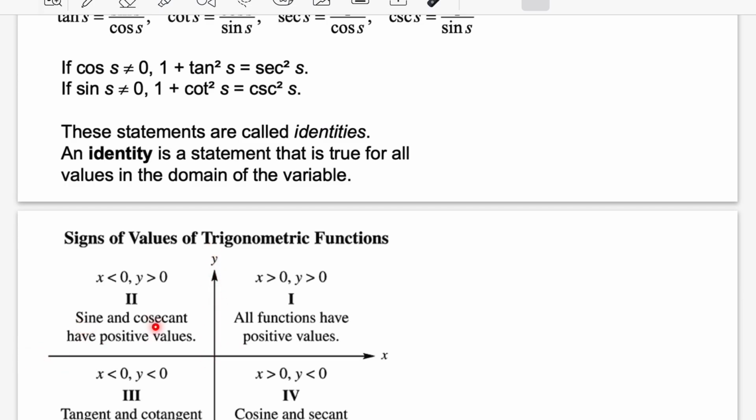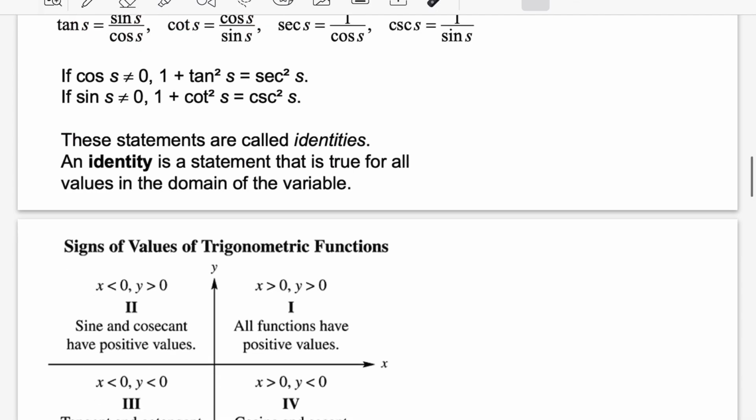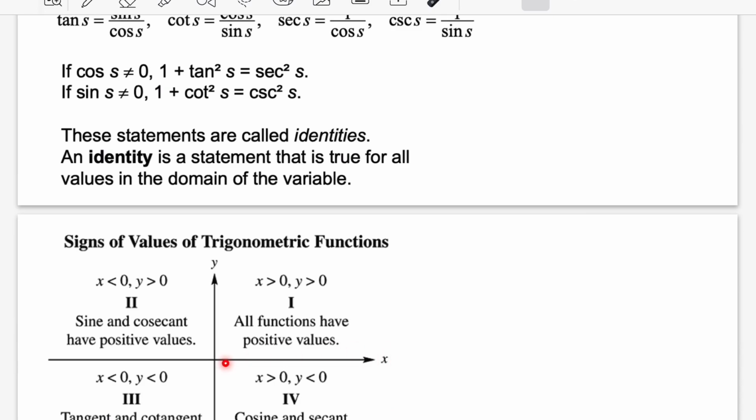So this tells us our sine and cosecant functions are going to be positive, but for example, cosine will be negative since all of our x values are negative. In quadrant 3 here, both x and y values are negative, so tangent and cotangent are going to have positive values because tangent and cotangent are sine over cosine or cosine over sine respectively, and if these are both negative, then these guys will be positive. And lastly, in this quadrant, all of our x values are positive, so cosine and secant will have positive values, but all of our y values are negative, so for example, sine would be negative.